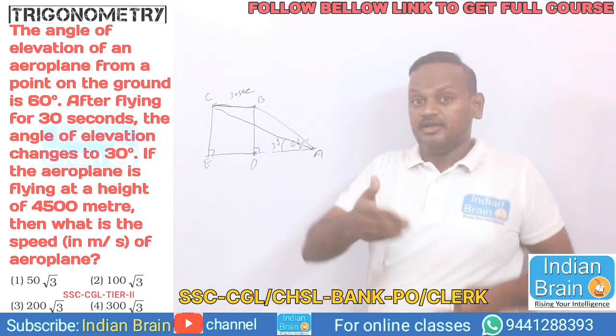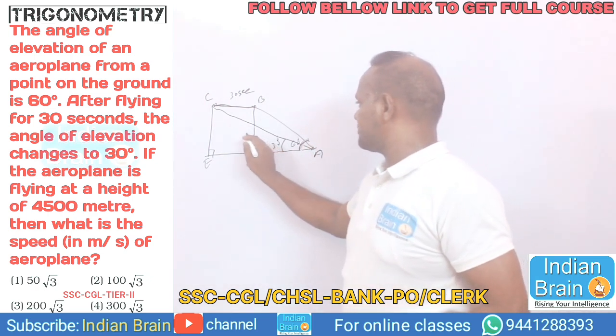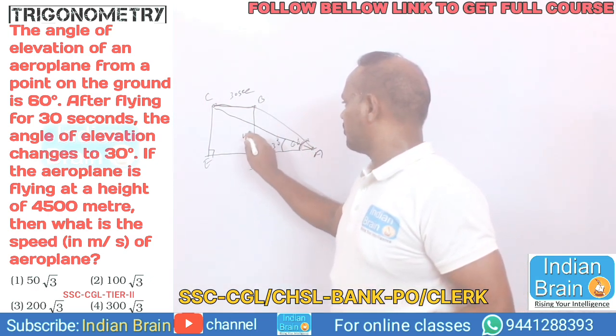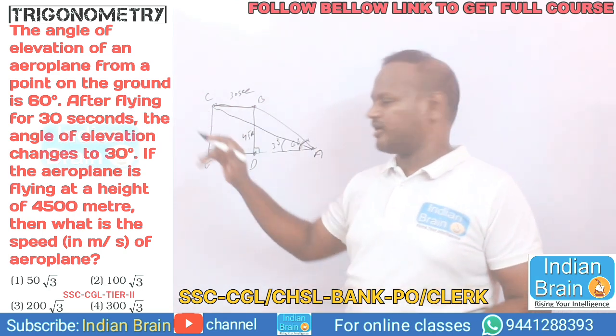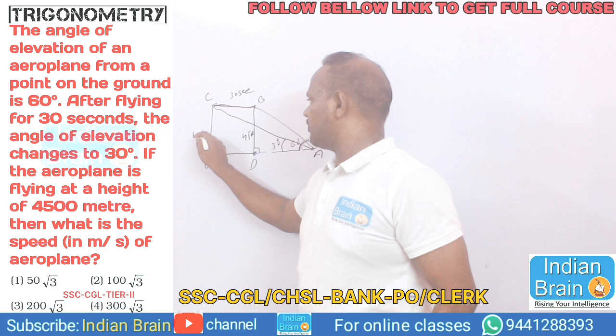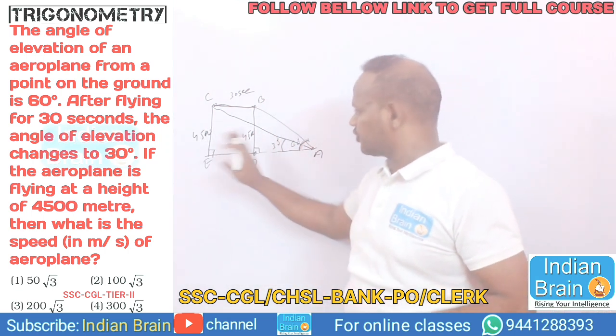4500 meters height is nothing but what you observe from the ground, right? Logically, if you observe it properly, don't confuse. The opposite side here can be 4500. Here also same story. Why? Because it will be in straight line motion. It can be 4500 only. Same concept. 4500 is nothing but the opposite sides of these two triangles.